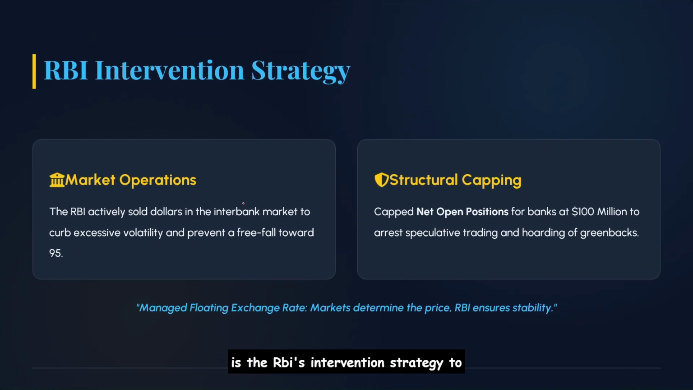What is the RBI's intervention strategy to save the INR's value? RBI has sold US dollars from its foreign reserve in the interbank market, which will increase the dollar supply and decrease the dollar price. So when they sell the US dollar in the market, it will increase the supply of the dollar so that the price will also decrease.